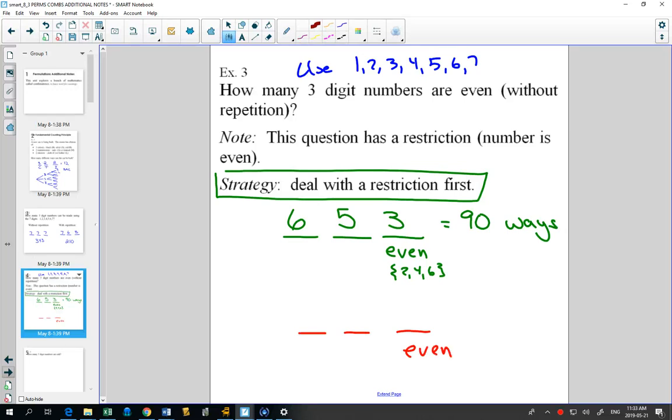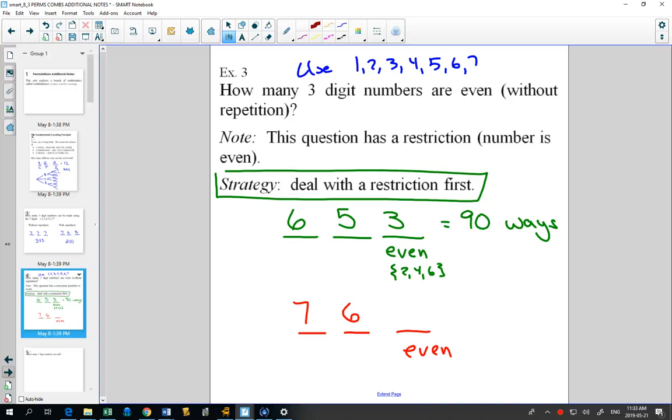Look what happens if we try to do it in order. And you will want to do it in order because you like to work from left to right. So you have spaces, and you say, well, I could put any number here. I have 7 choices. Then if I'm not allowed to repeat, I would have 6 left here. But now the problem is, with the restriction, how many choices do we have?